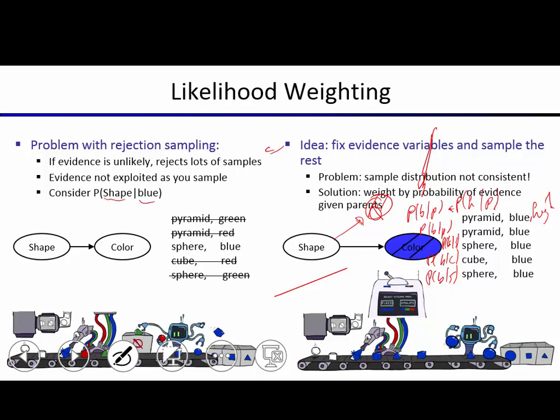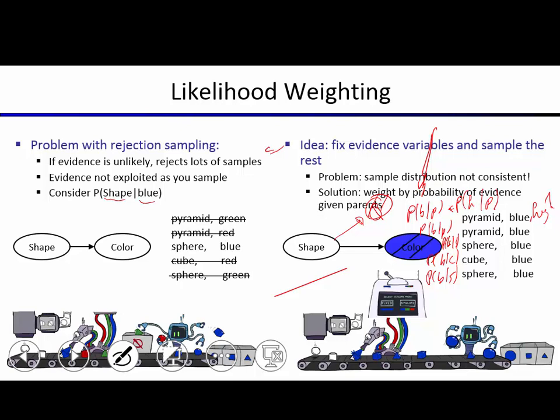Another question there. Isn't it possible that, for example, a pyramid can never be blue? So a blue pyramid, that's not even possible, right? That's a great point. So it is possible that when you have a pyramid, the probability of blue given pyramid is 0, and then the weight of that sample will be 0. And the way we compute inference answers from our samples is by essentially doing weighted sums, and the contribution there will be zero from that sample.